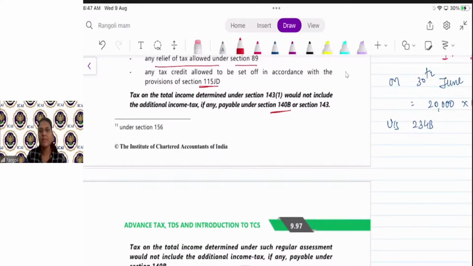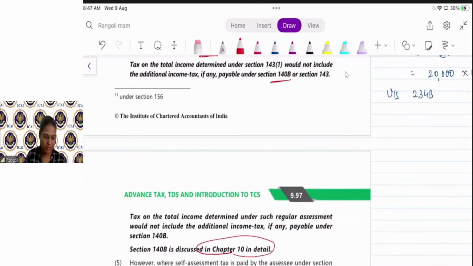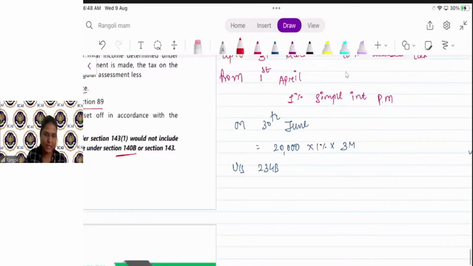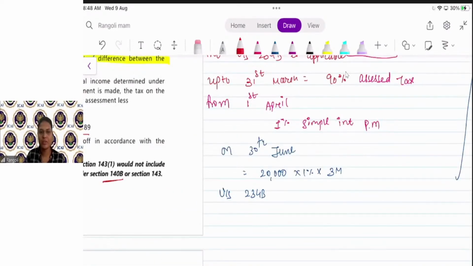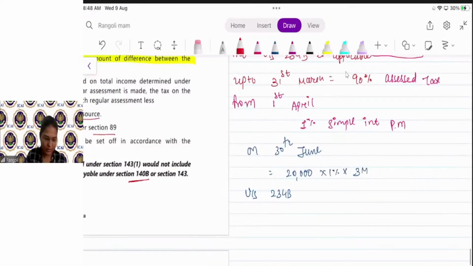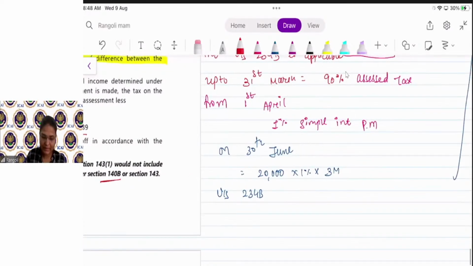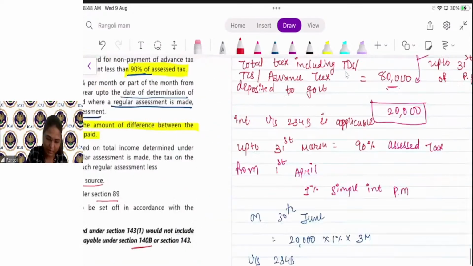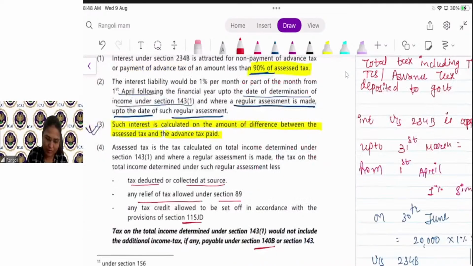31st July is for your return filing, not for tax payment. So if you are paying balance tax on 31st July instead of 30th June, then interest is leviable for 4 months. No, interest is calculated on balance tax due. Here it is given, my different point number 3, refer. Interest is calculated on the amount of difference between assessed tax minus advance tax, not the balance 10%.